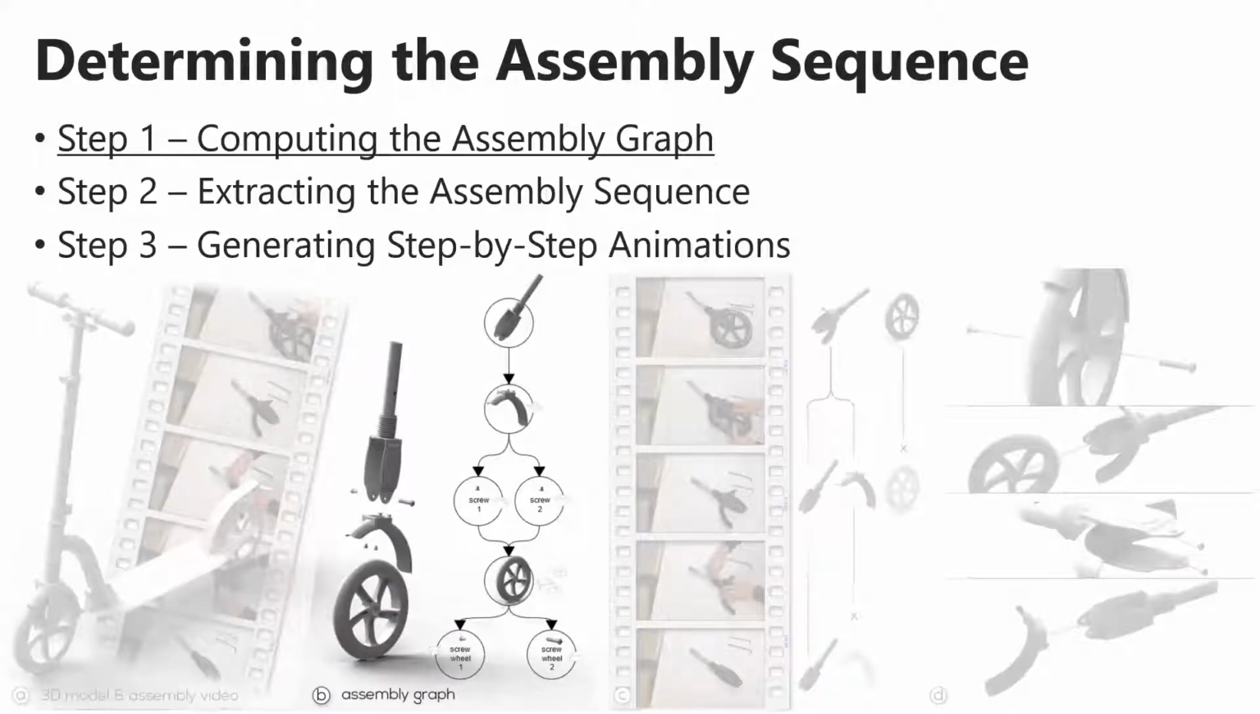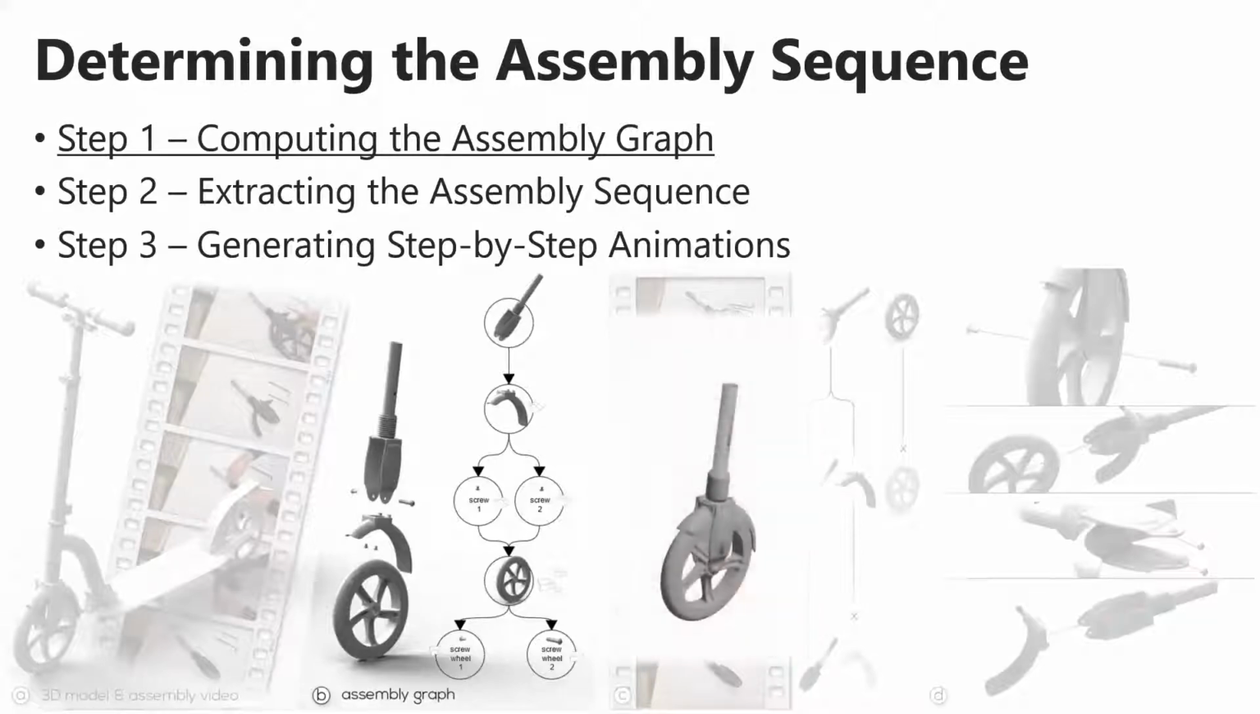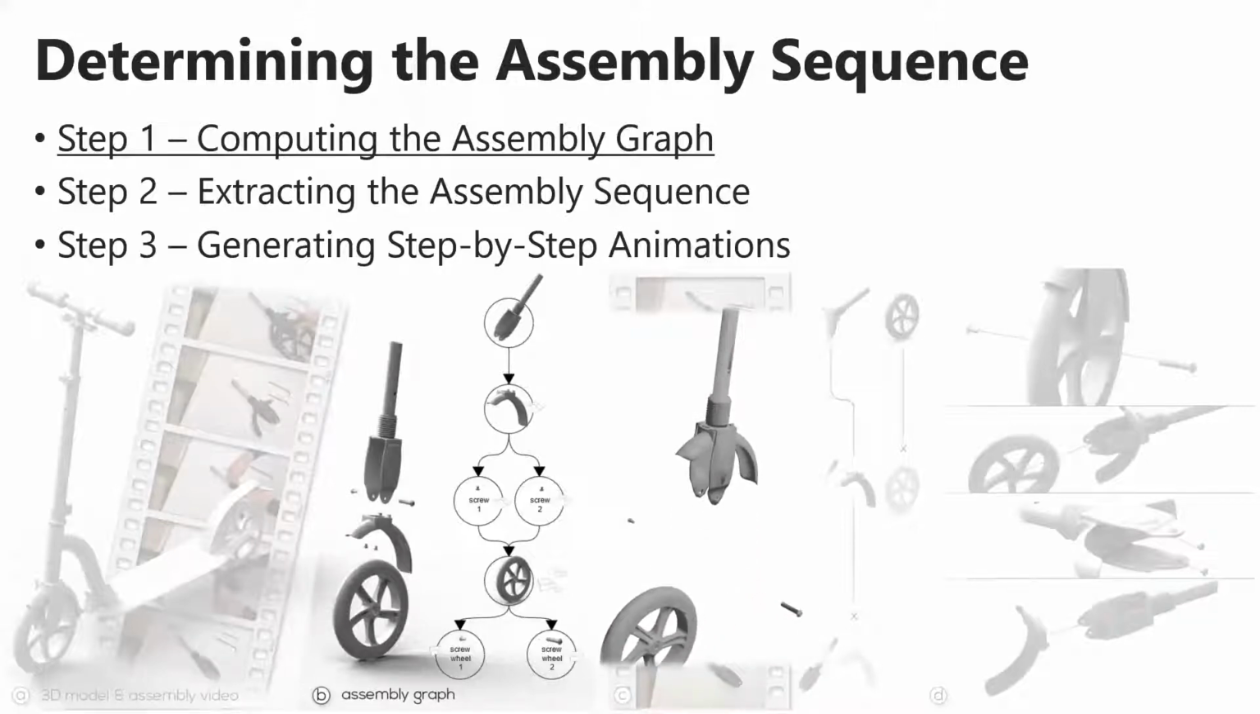First, we compute the assembly graph from the 3D model. We use the assembly graph to support the detection of the removal of assembly parts in the video. To identify unblocked parts that can be removed, we compute blocking relations between all parts of the 3D model.